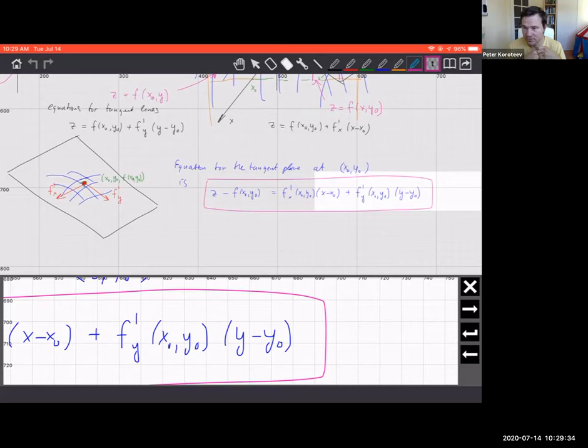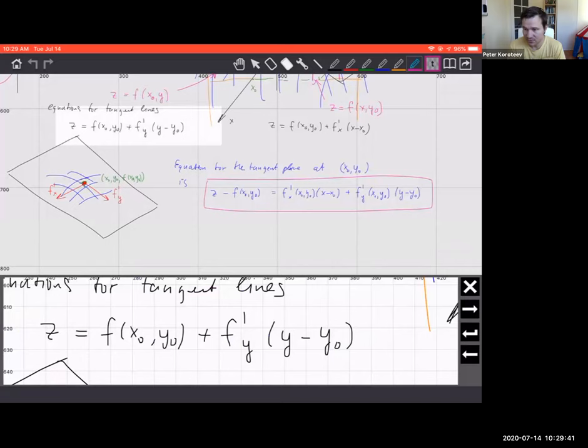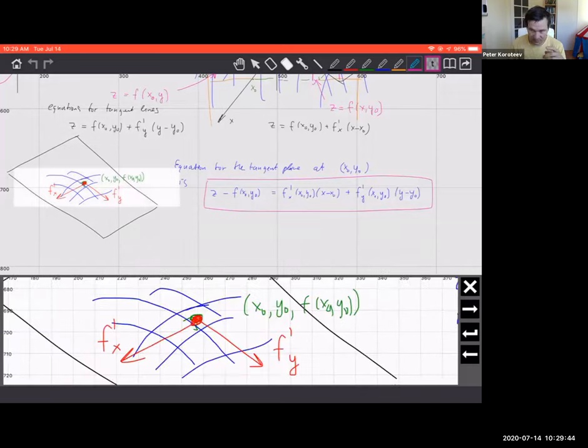What is the reason why we have two equations for tangent lines, but only one equation for the tangent plane? Well, we have two equations for tangent lines because these are different tangent lines. These are tangent lines in orthogonal directions. Okay, so we looked at the curve that lies on the surface for constant x, and then we looked at a different curve which lies on the surface at constant y, right? And they have their own tangent lines and tangent vectors, right?